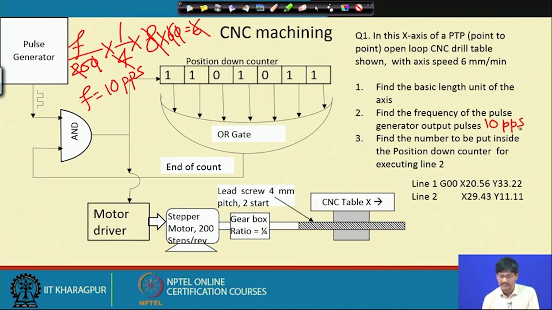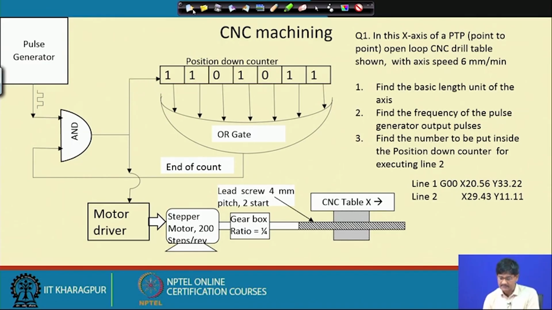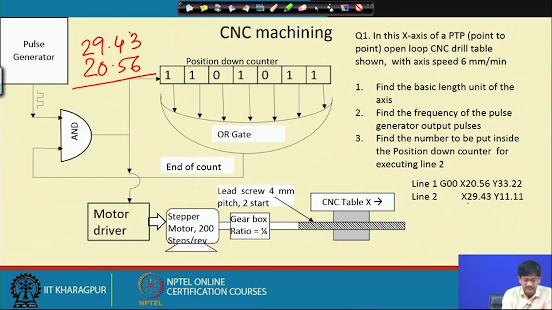Find the number to be put inside the position counter for executing line number 2. Line number 2 says that I want a movement of 29.43 millimeters. So let's subtract it: 29.43, and it was already at 20.56. So this means 13, 7, 1, 14, and this is 6, so this is 8, and 1 goes here, 8. 8.87 millimeters of movement are required.